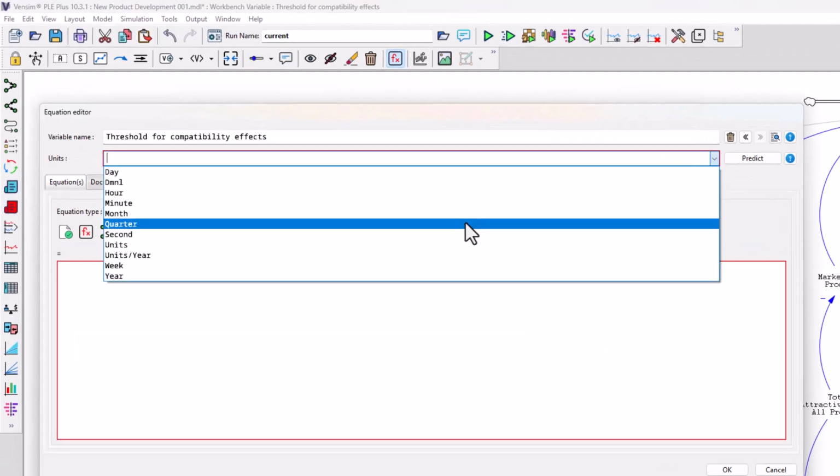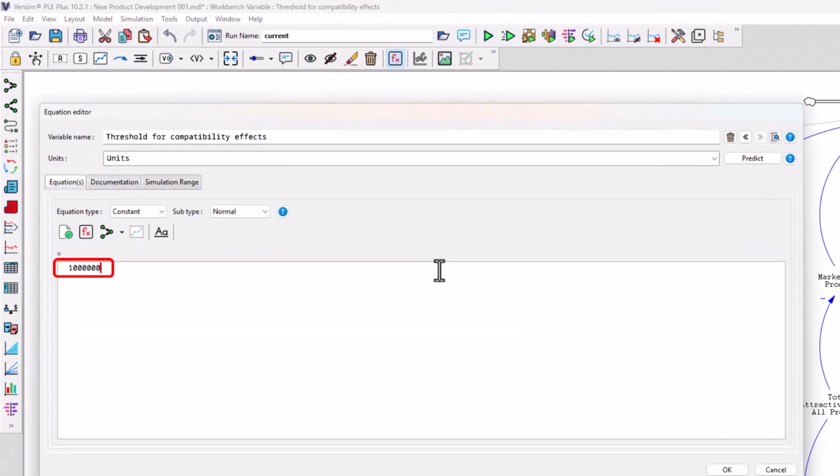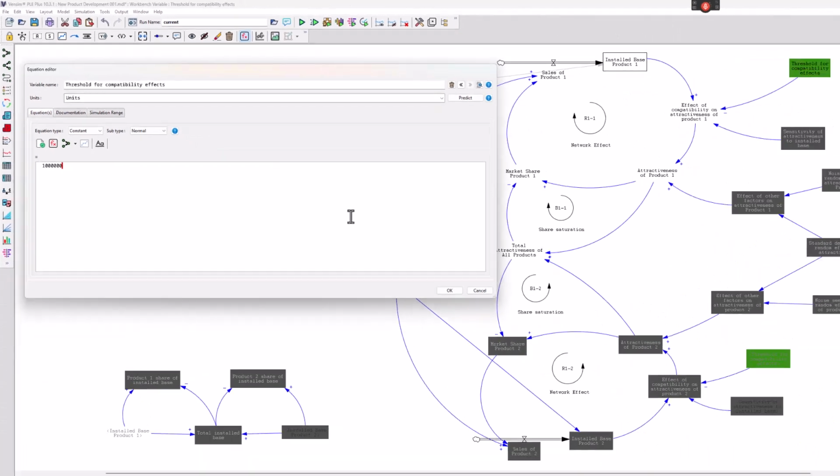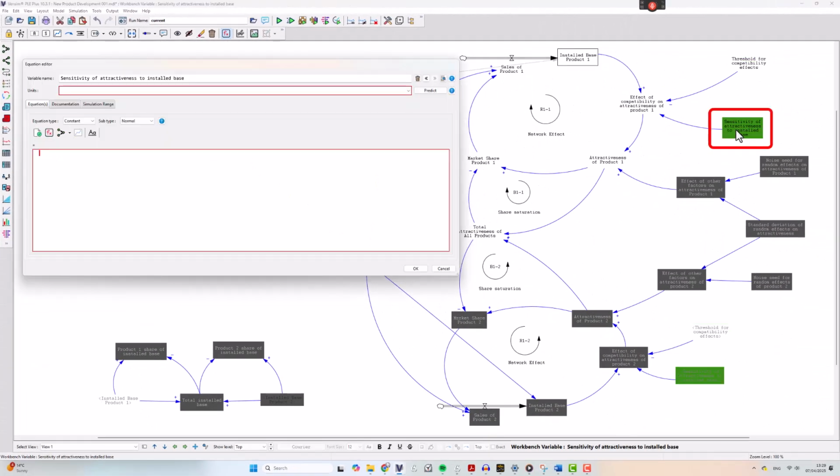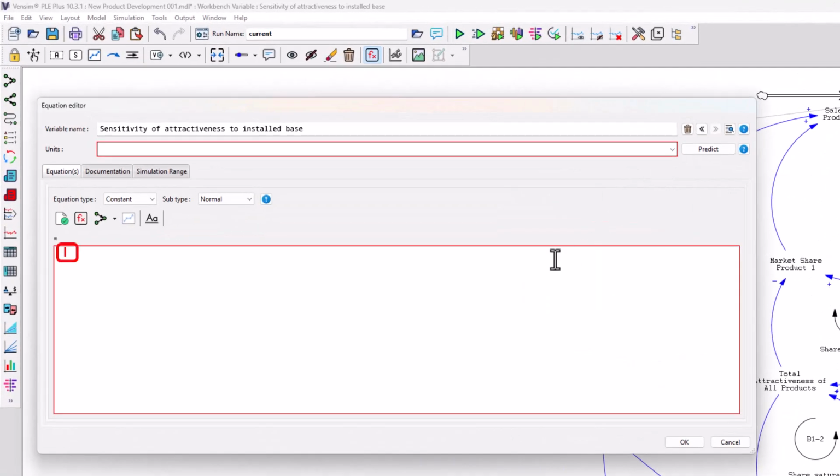We set the threshold for compatibility effects to 1 million, which is the total market demand. And we set the sensitivity of attractiveness to installed base to the value of 2. Now, if network effects were important when considering whether to buy this product, say if it was important that lots of your friends had the same product, say a Nintendo or Xbox, so you could borrow games or play together, then this number would be high and we'd see a big network effect. If it was less important, say it was a PC but you couldn't really care what brand of PC your friends or work colleagues had, then this number would be low and you'd see a small network effect.